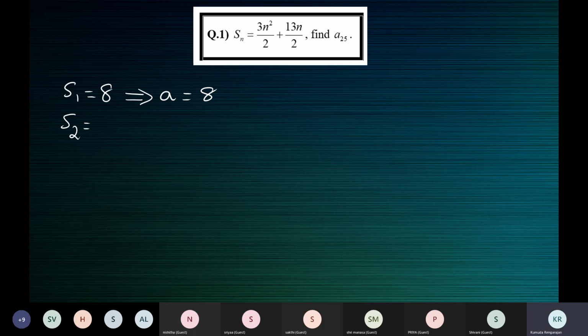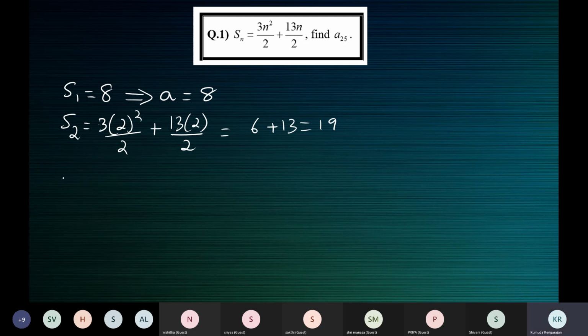What's the value of S2? 19. 19, is it? Yes, ma'am. So 4 3s are 12. 12 by 2 is 6 plus 13. Very good. 19.